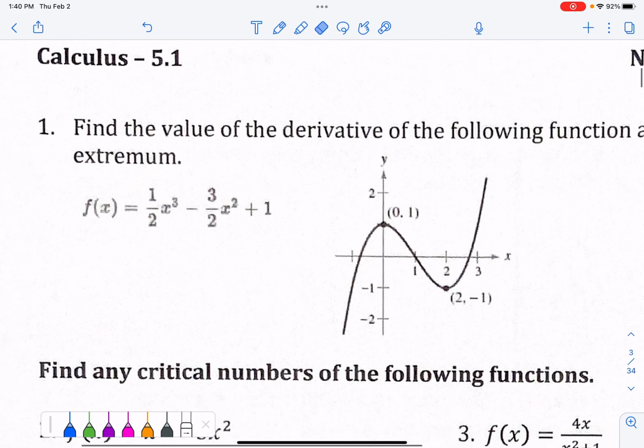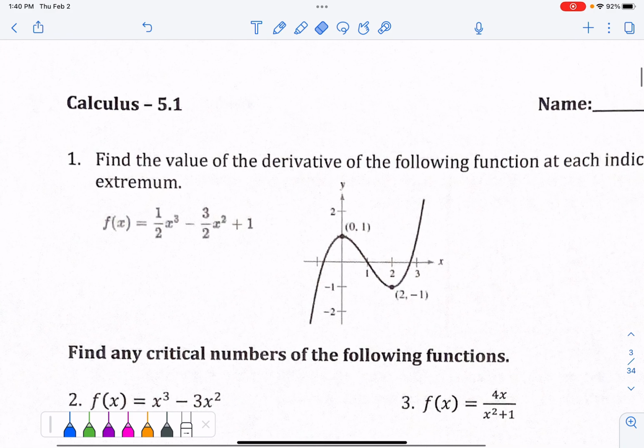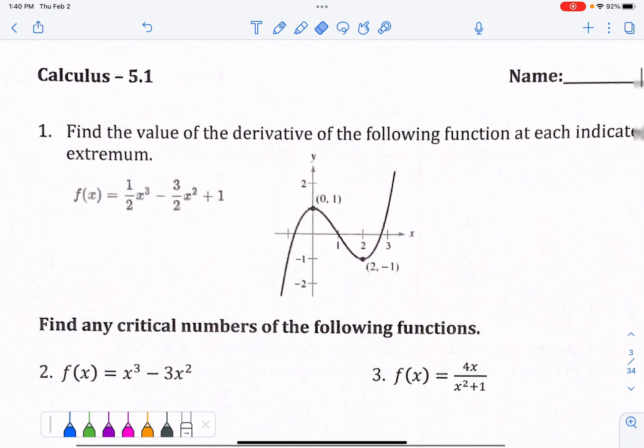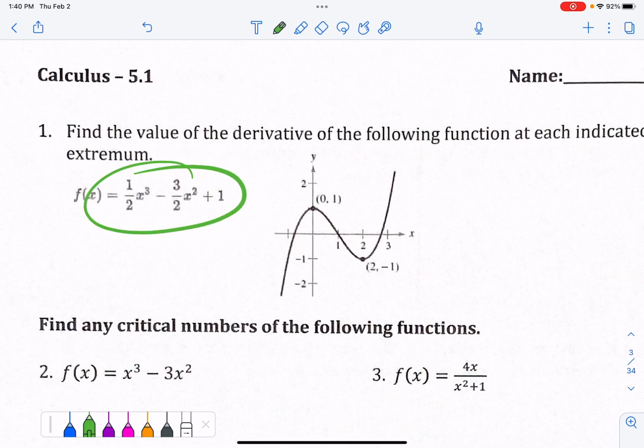Okay. So number 1: find the value of the derivative of the following functions at each indicated extrema. What's the derivative of this? It's 3 over 2 x squared minus 3x, and then that's it, right? Yep, that's my derivative.